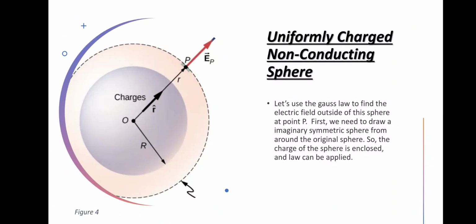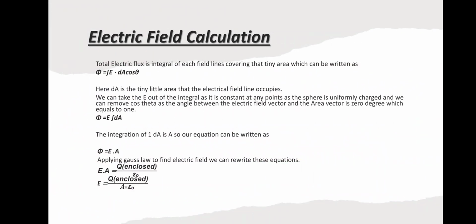Let's use Gauss's law to find the electric field outside of this sphere at point P. First, we need to draw an imaginary symmetric sphere around the original sphere, so the charge of the sphere is enclosed and the law can be applied. Let's suppose there is a charge Q in the sphere.